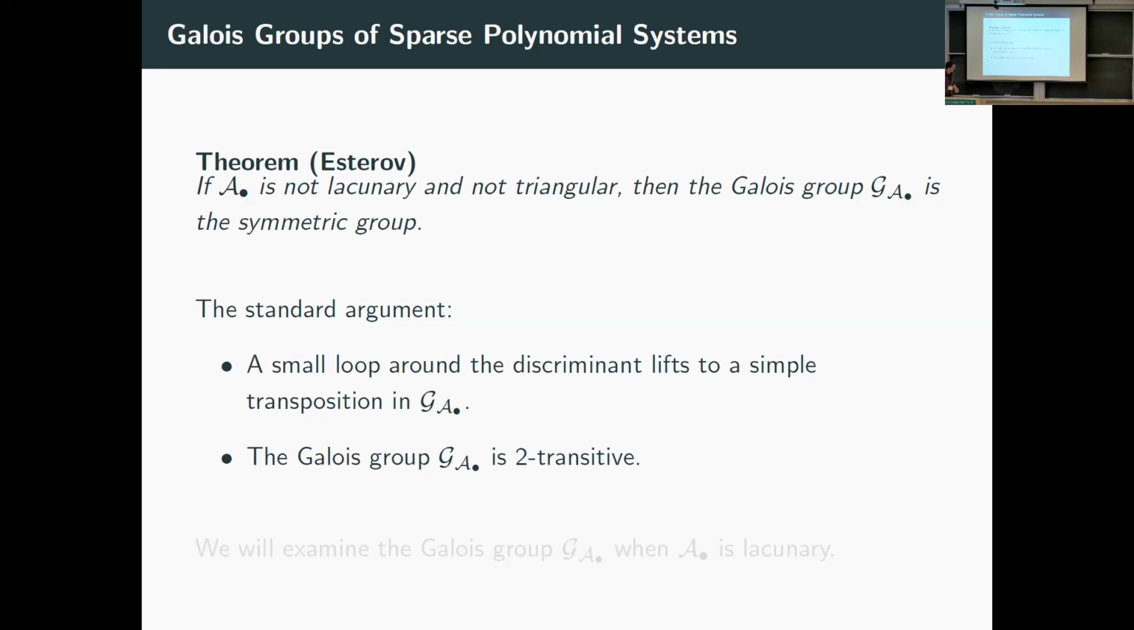Hurrah. So beyond this, though, there are only very few partial results on what the Galois group looks like in these other structured cases. So we're going to look at what happens when our supports A dot are lacunary. We want to know what happens to the Galois group. Can we say anything meaningful, or say what the Galois group is? Okay, so this is where we start to do a deep dive. We've hit sort of the background point.